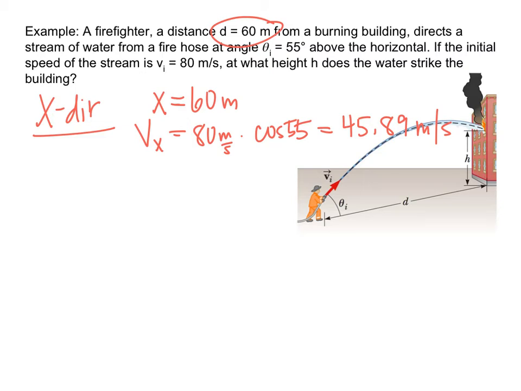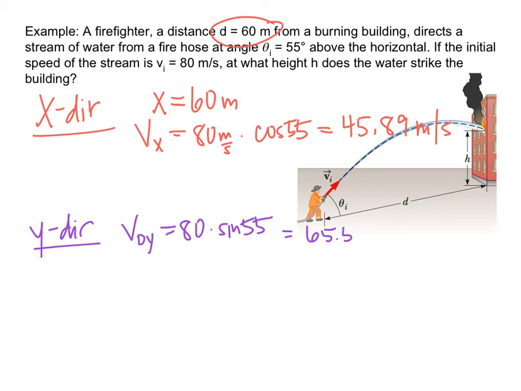So that's the information in the x direction. In the y direction, or the vertical direction, I can also use the speed to figure out not just v sub y, but the initial v sub y, so v sub o sub y, and that's instead using the sine. That should be a higher value because the angle is greater than 45 degrees, and in fact it has come out to be 65.53 meters per second.